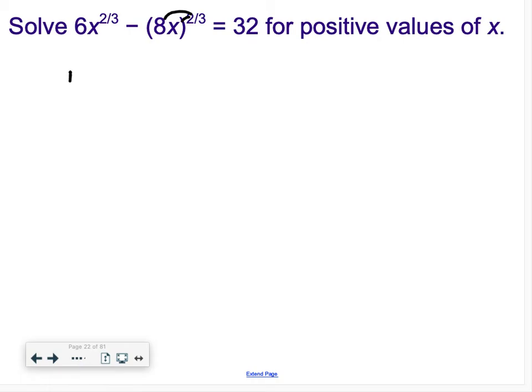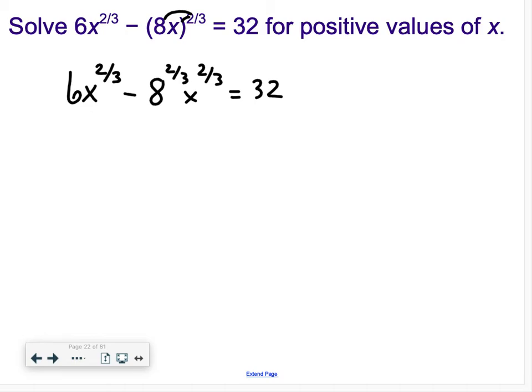Okay, so if I rewrite this, I have 6x to the 2/3. Then I have minus 8 to the 2/3 times x to the 2/3. And that looks a little awkward, but that is what it's equivalent to.